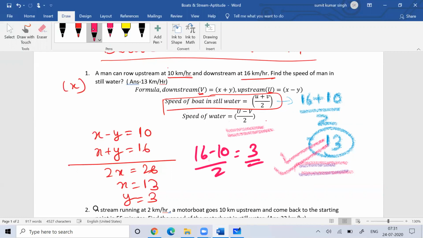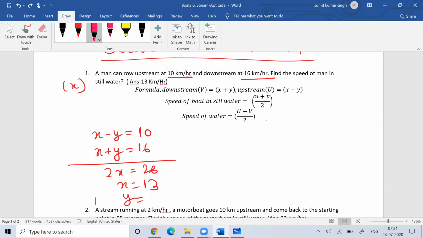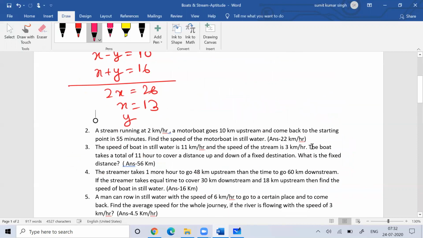So you can either solve it by using linear equation, or you can solve it by just remembering the formula. If I give you upstream speed as u and downstream speed as v, this shortcut formula you can use. The speed of boat in still water is u plus v by 2, and the speed of water is u minus v by 2. Both mean the same thing.